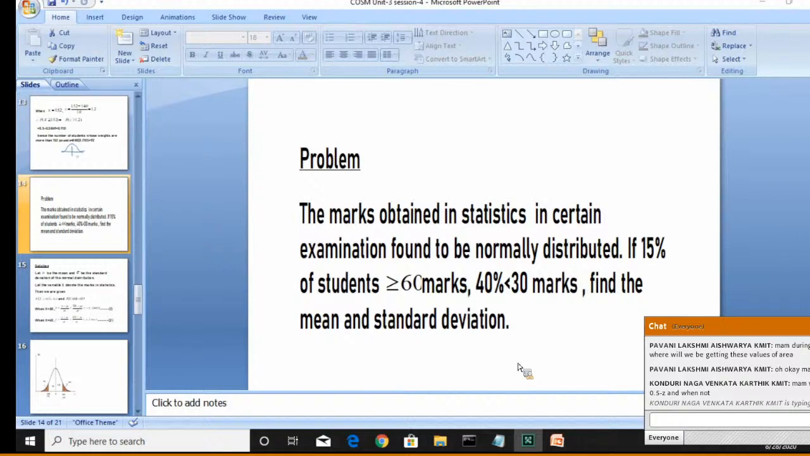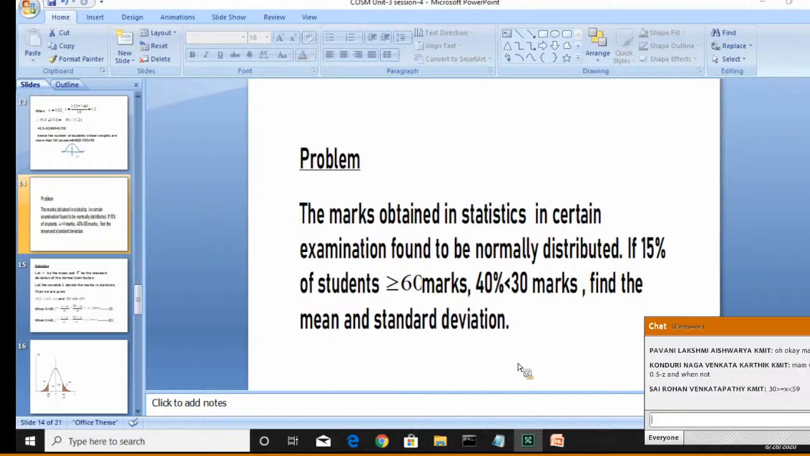What is the difference between the previous problem and this problem? You tell. Who can tell me? Let me see. Rohan has written 30 greater than or equal to x less than 59. We will check normal distribution. Aishwarya is telling normally distributed. Okay, all right.